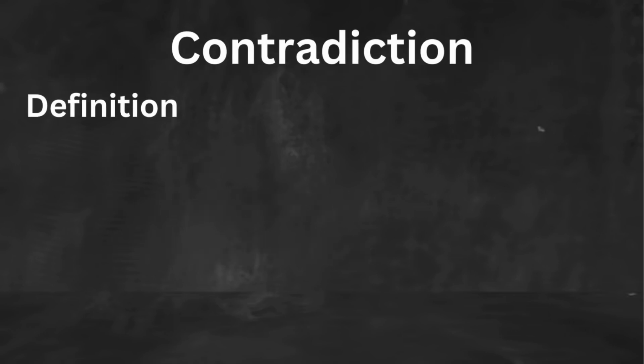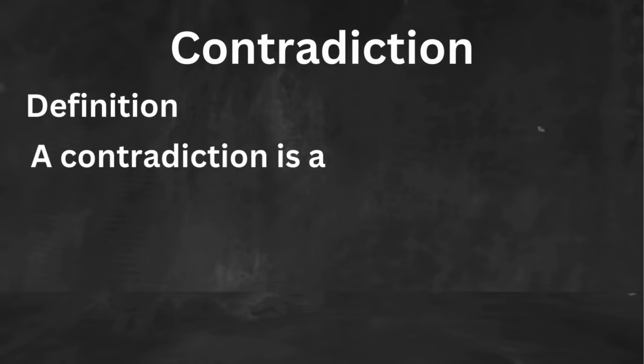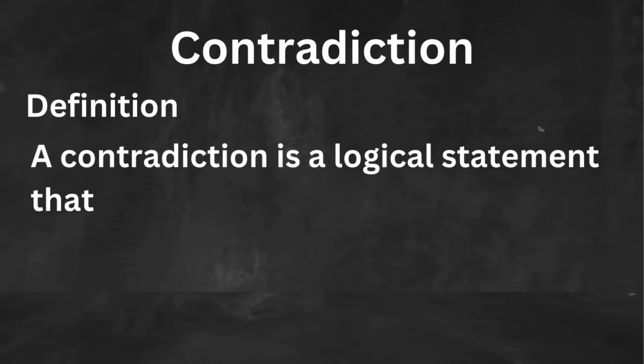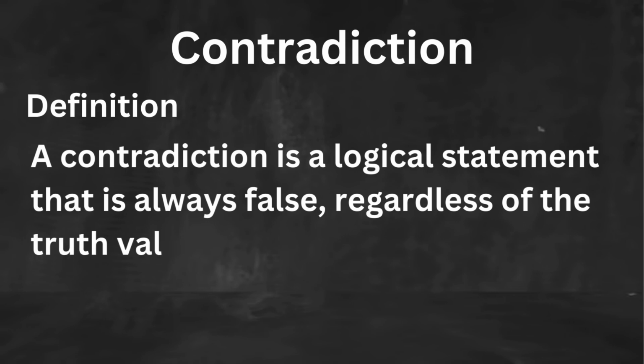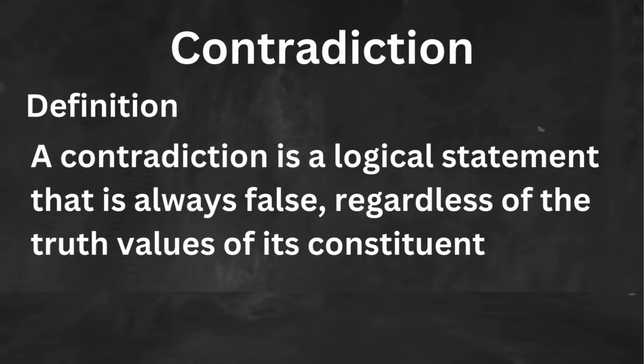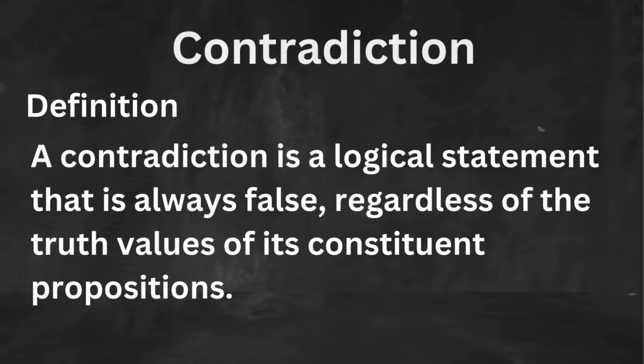Contradiction. A contradiction is a logical statement that is always false, regardless of the truth values of its constituent propositions. In other words, a contradiction is a statement that cannot be true in any possible scenario.